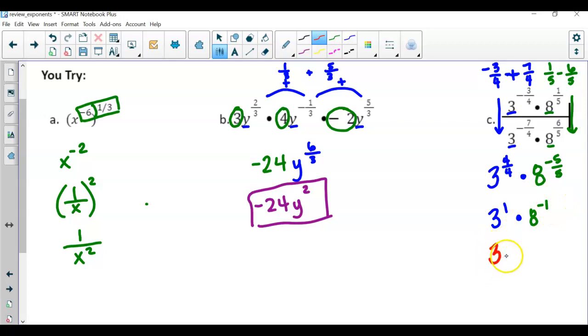So I've got 3 to the first times 1/8 to the first. Well, really anything to the first power is still that base. So really this is 3 times 1/8. So we're going to leave this as 3/8.